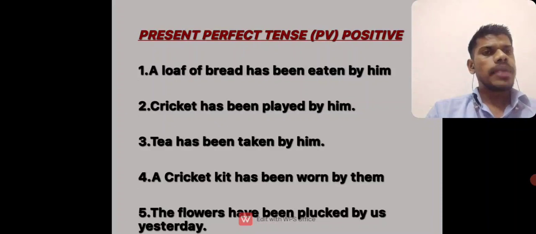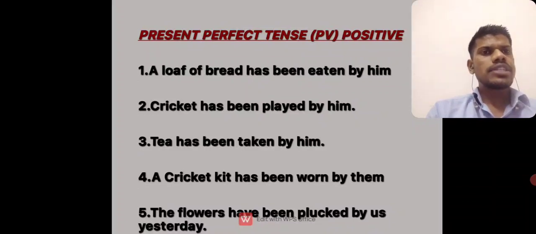See here, he has played cricket. Then how to convert this one? Cricket has been played by him. Cricket, actually we are talking about a singular game, so we have to take only has, followed by been, then third form of the verb, that is play, played, followed by the preposition by, then subjective pronoun he becomes him in the present perfect passive form.